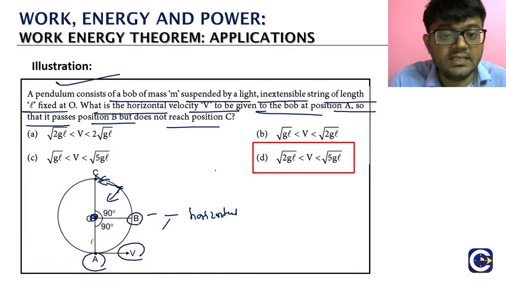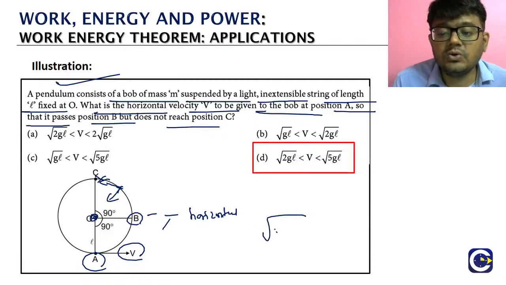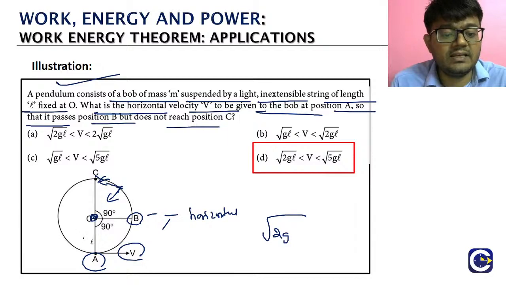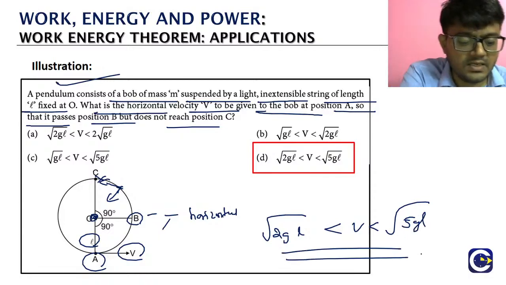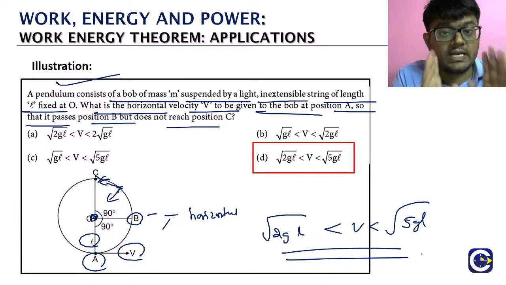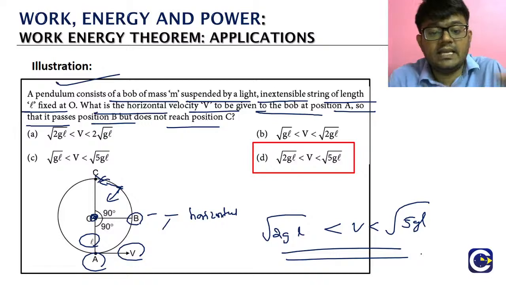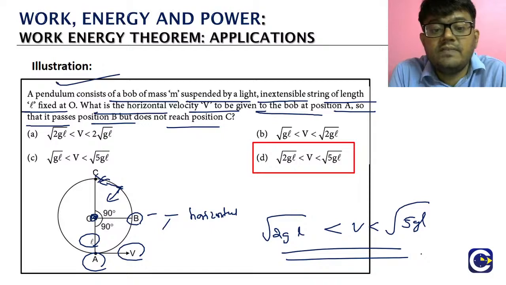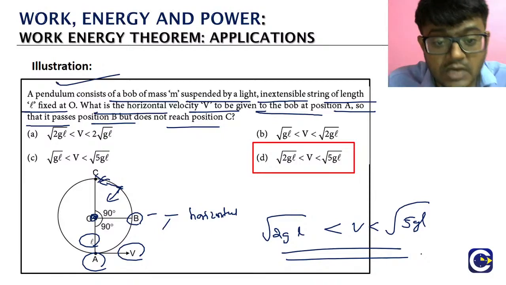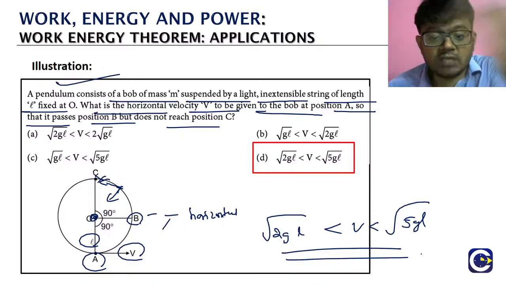So what is the condition on the initial velocity for slacking? Root 2gr, where r is the radius of the circular path. Here the length of the rope is the radius, so root 2gl. If the velocity we give at the bottommost point is from root 2gl up to root 5gl, then that is the condition for slacking, and the point B is crossed.